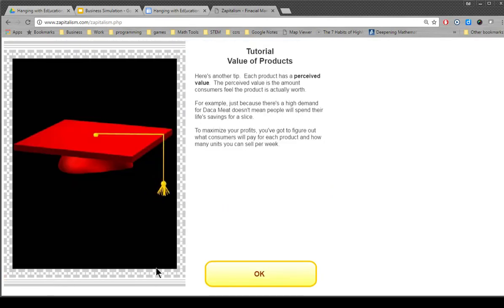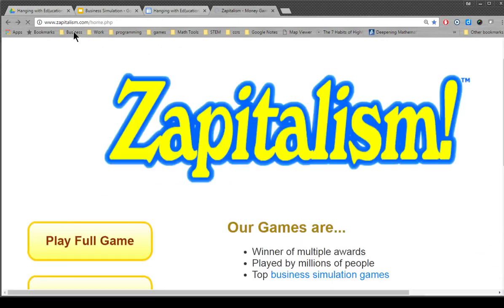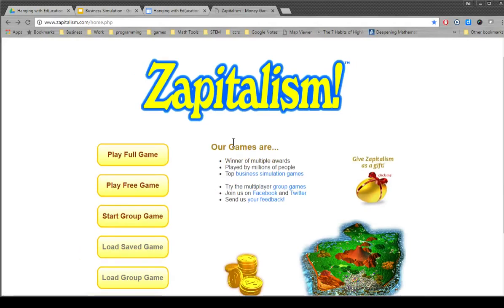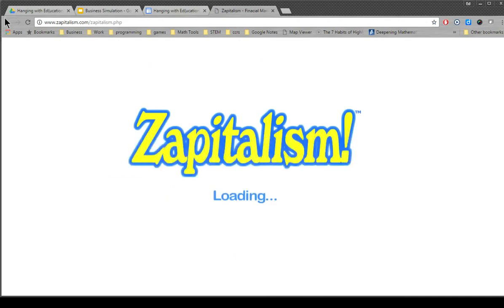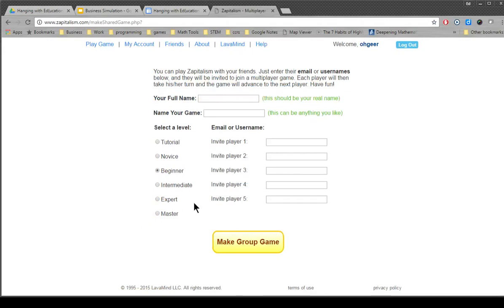I'm going to back out of this for now, and I want to bring us back to the home screen here. I have to scale down on here. I did just check the time, and I want to respect everybody's time limits. I do want to go in and look at the group game settings and how you would start up a group game with some students.